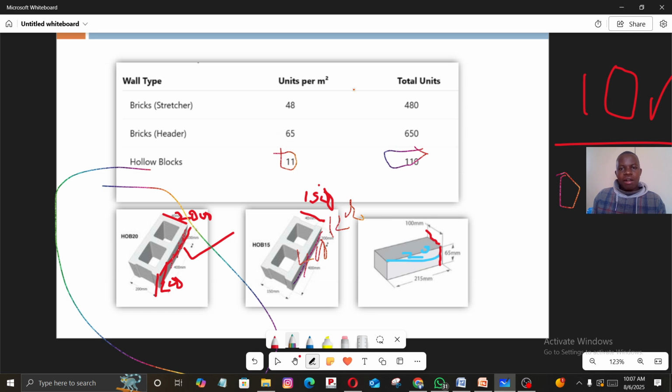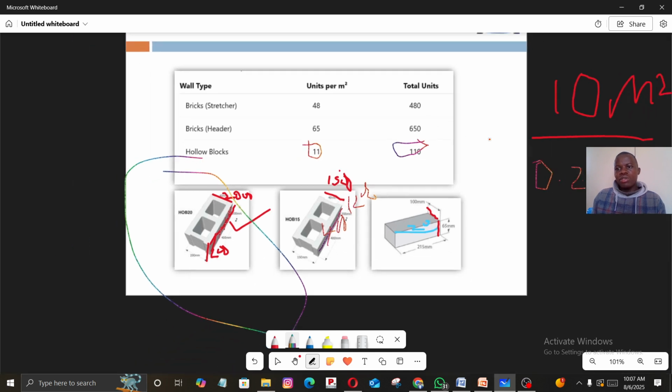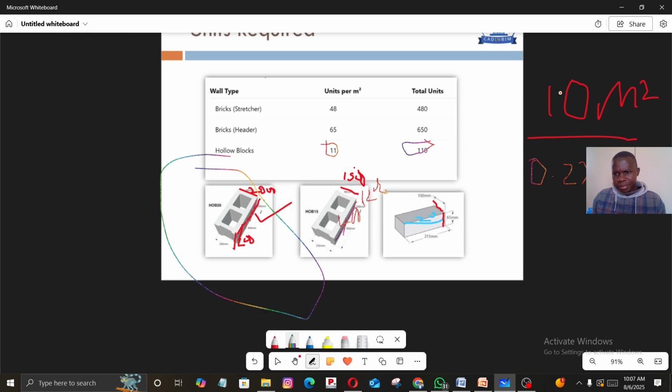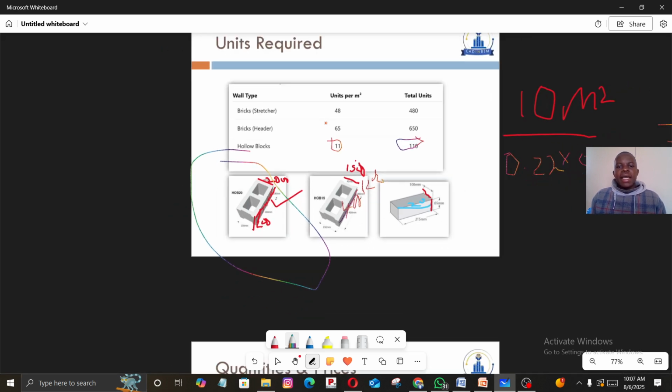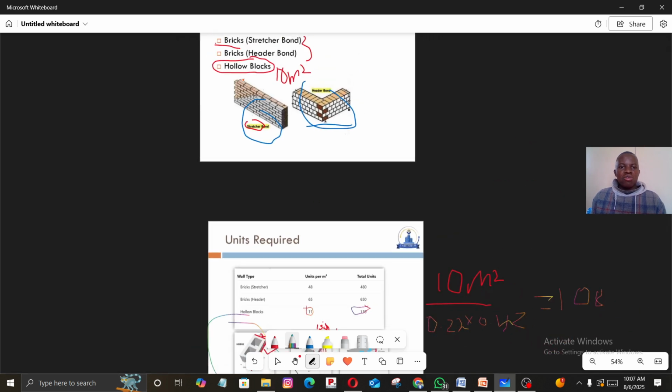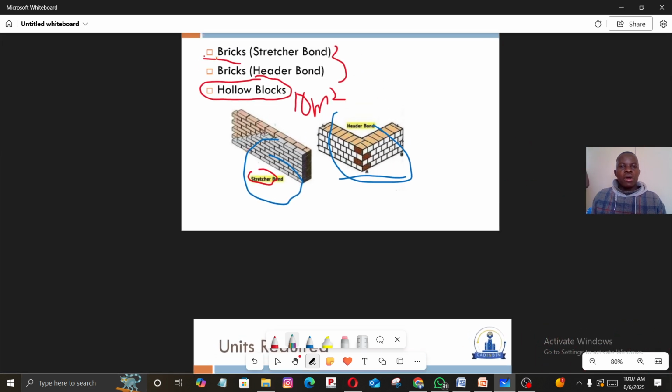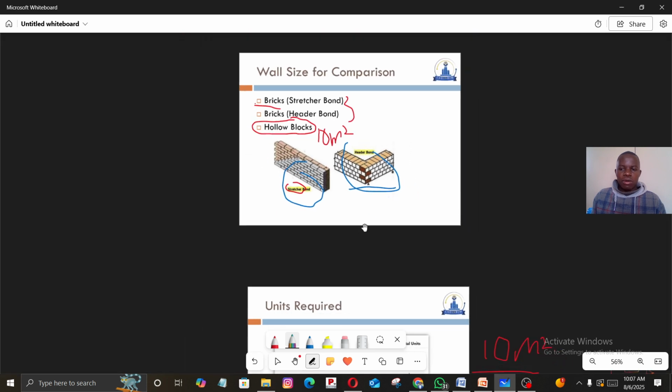So that's how we got the number of bricks that can be used to cover the 10 square meter wall in either of the scenarios I gave you below, either when you are using hollow blocks or clay bricks, in either header bond or stretcher bond. I think that one is now clear.